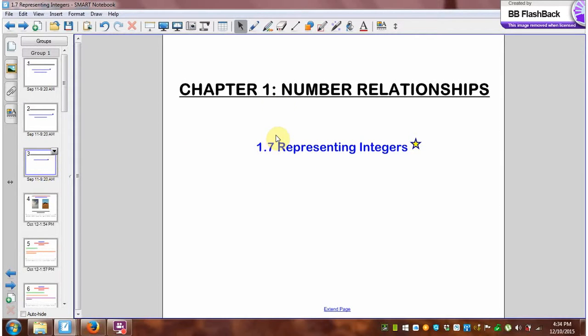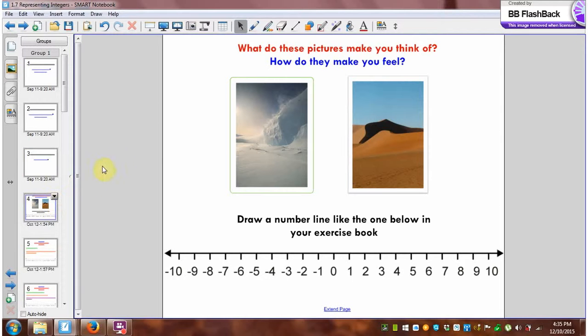Okay, 1.7, what we're working on today. 1.7, representing integers. Make sure you write this down. And when you're ready, we'll move on. So, integers. I just want you to take a second here and think about these questions.